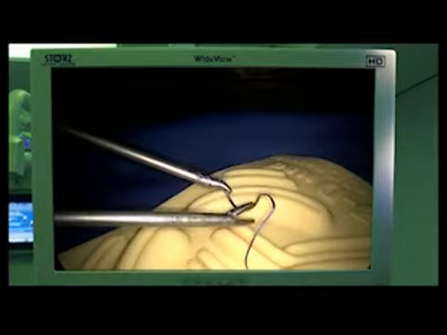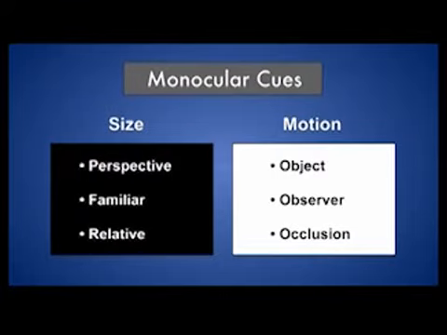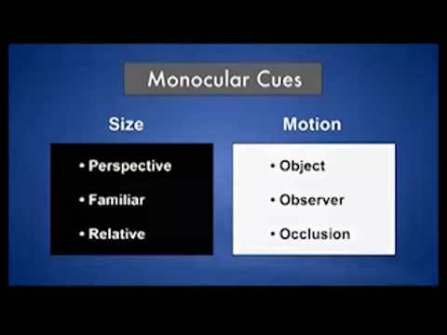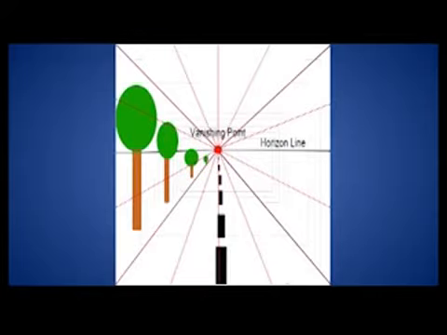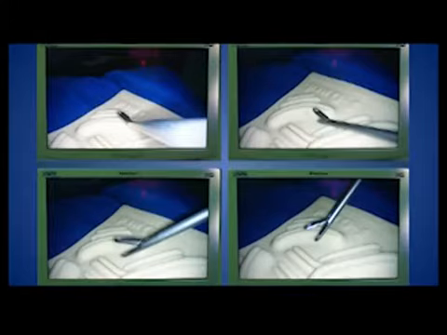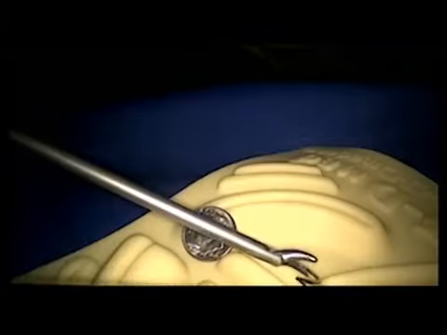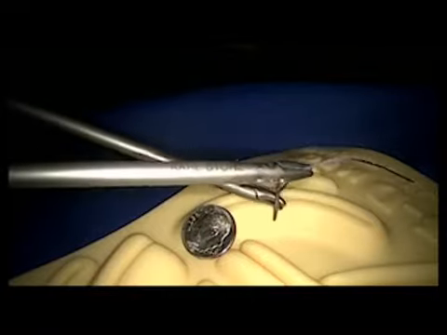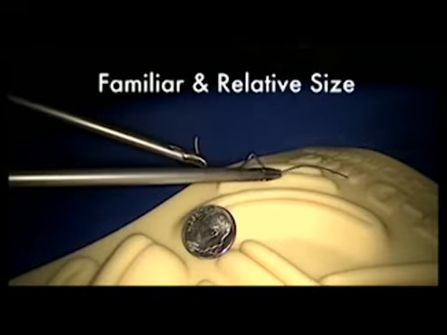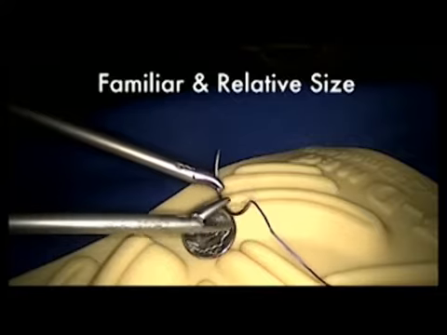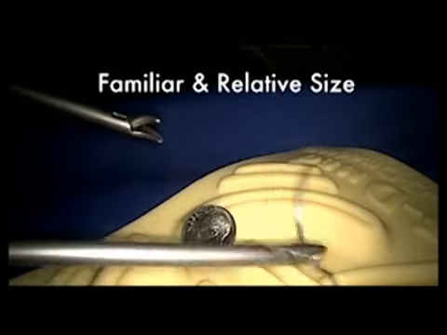two-dimensional monitor. There are two categories of monocular cues, those of size and motion, which lead to a surgeon's ability to perceive depth. Visual angle is the most important factor in one's ability to perceive depth. In art, this is referred to as perspective. Here are examples of how the visual angle changes our ability to perceive depth in laparoscopy. When the surgeon is familiar with the size of an object from previous experience, information about depth can be inferred. When two objects' relative sizes are known, information about the relative depth of these two objects can be determined.